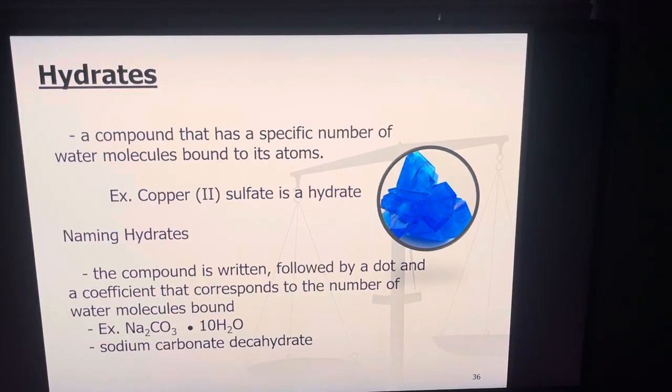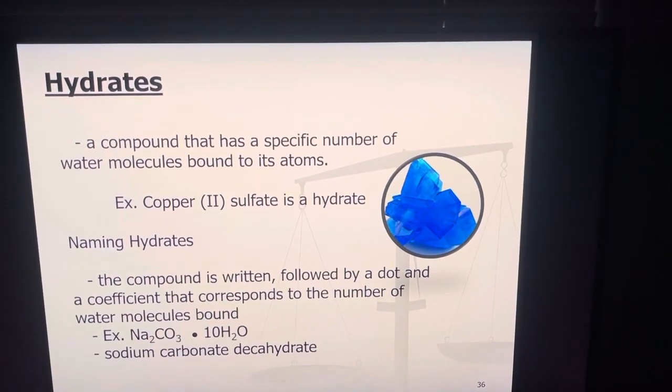So what's a hydrate? A hydrate is a compound that has a specific number of water molecules bound to its atoms. An example pictured here is that really pretty crystal called copper 2 sulfate. How do you name them? The compound is written, so you just simply name it. We know what copper 2 sulfate is. We can look that up in our periodic table of the ions. We can look up sulfate, and copper 2 we know has a +2 charge, so we can write it out, right? So naming them is relatively simple too.